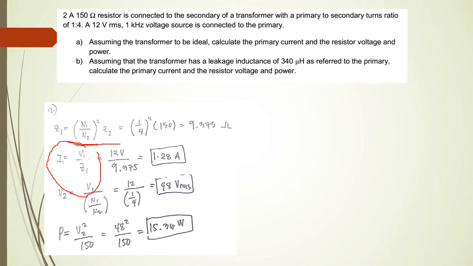B. Assuming that a transformer has a leakage inductance of 340 microhenry as referred to the primary, calculate the primary current and the resistor voltage and power.